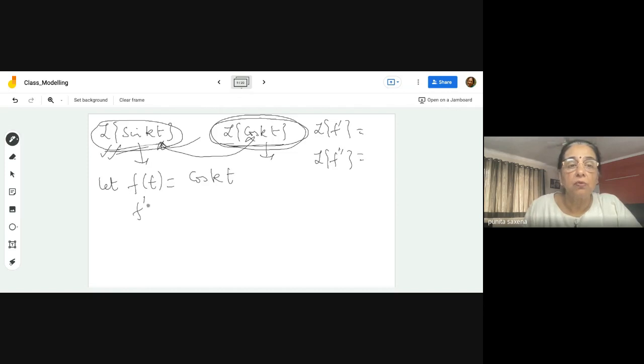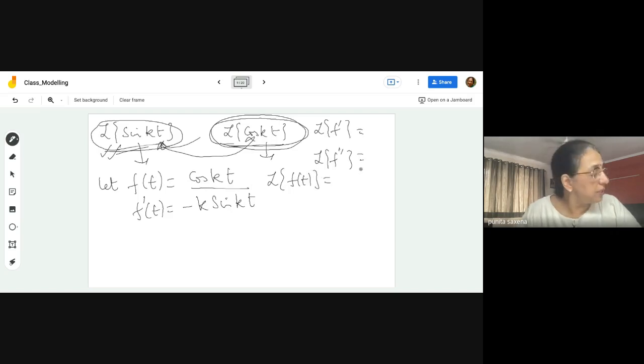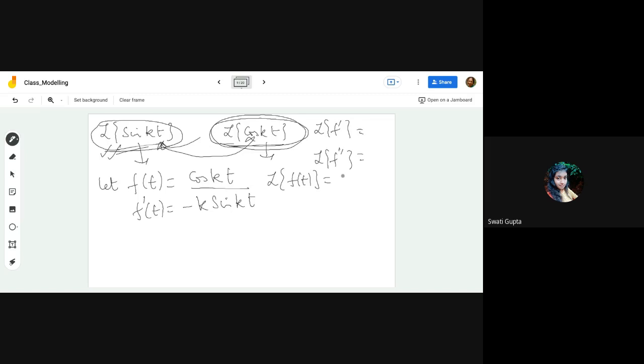Okay. So what will be f dash t? F dash t will be minus k sine kt. Right. Now, if ft is cos kt, we know we have to use the formula for cos kt. Now, what is the Laplace transform of cos kt? K upon S square.